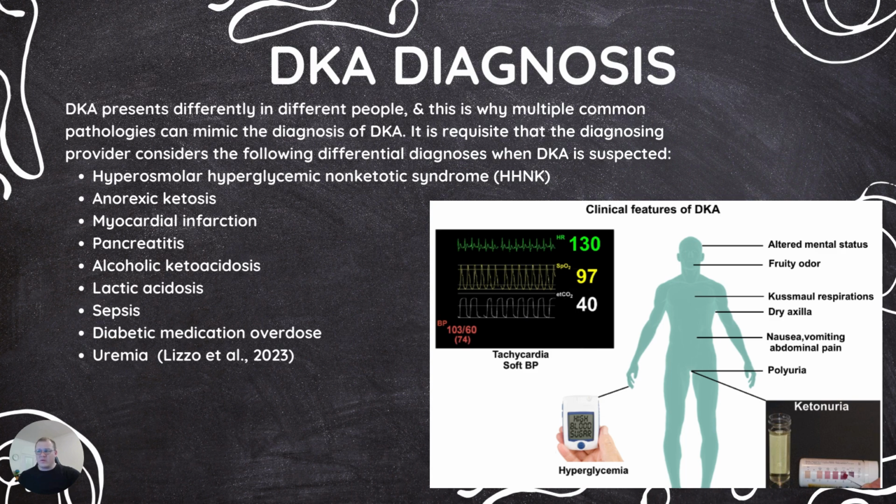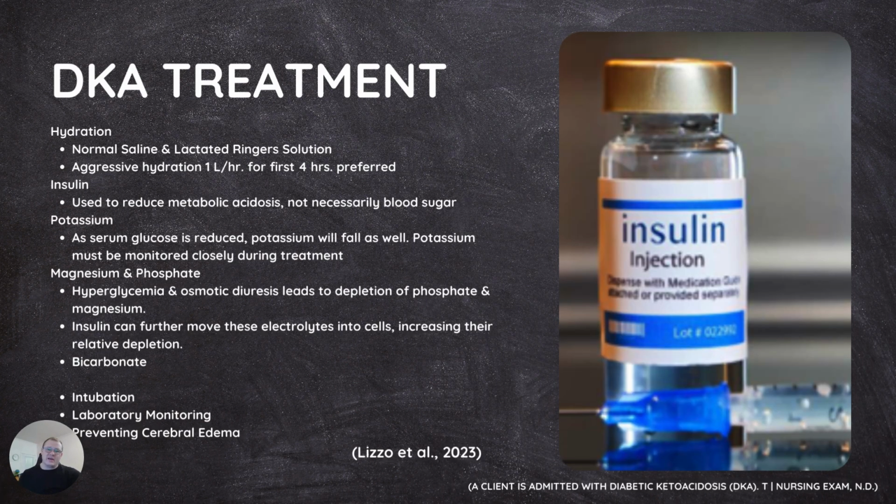Pancreatitis, as they come in with a really bad stomach ache. The pancreas is angry, and that can certainly be part of it. Alcoholic ketoacidosis, lactic acidosis, sepsis, a diabetic medication overdose, and uremia. So just to name a few, these are some of the things that can mimic DKA.